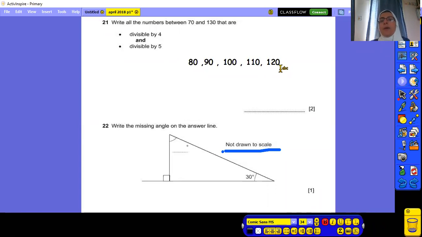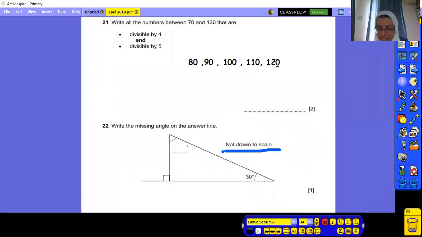So I have to think about how I know that this number is in table 4. The rule of table 4: I should take the last two digits of any number and divide it by 4. If it's divisible by 4, then without thinking, it's in table 4. So 80, if you divide it by 4, yes, it's in table 4. 90, if you divide it by 4, you will have a remainder, so it's not in table 4. Two zeros, if you divide it by 4, it's 0, so it's divisible by 4. And 10, if you divide 10 by 4, it will have a remainder, so it's not in table 4. And 120, 20 is in table 4.